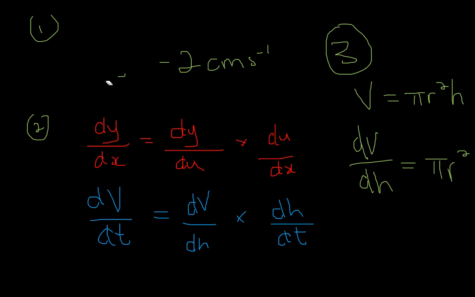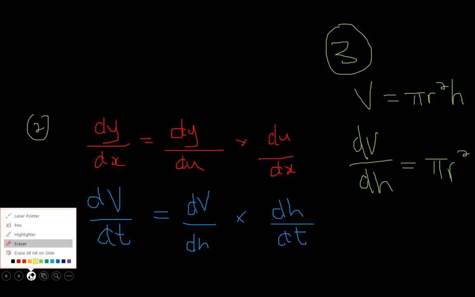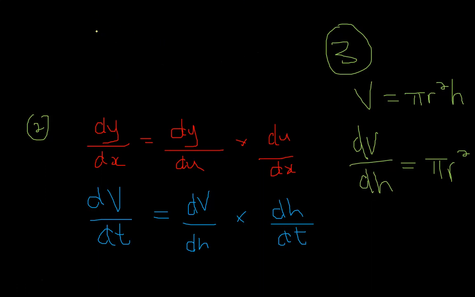Let me just use the eraser. Right, so I have everything I need to find dv on dt.